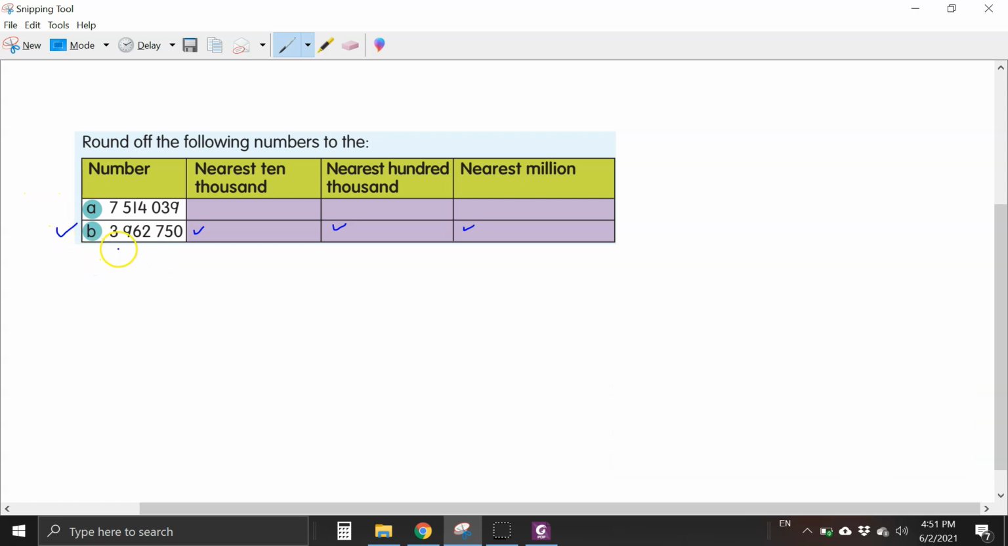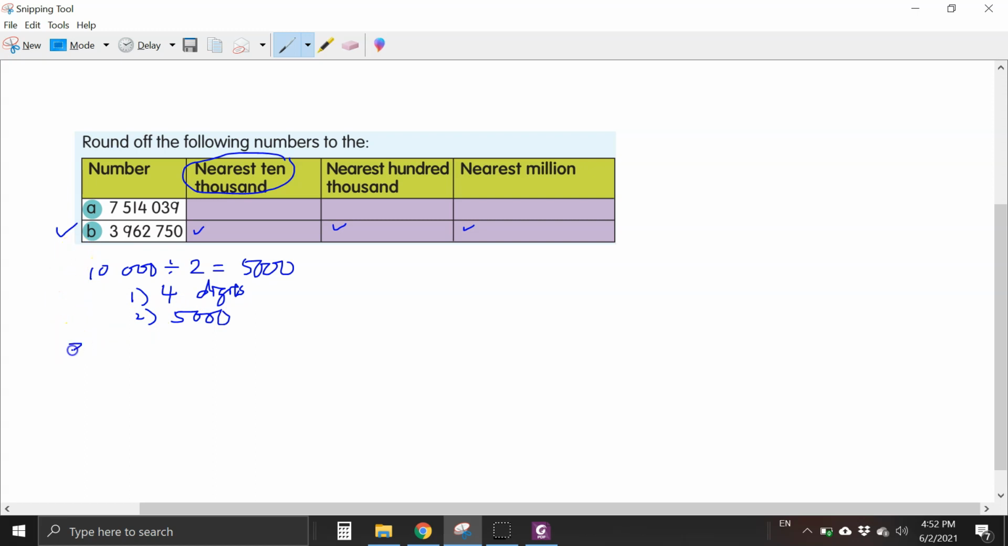Okay, now for this number again, the first one is nearest 10,000. So I write down 10,000. I divide it by 2. I get 5,000. So 5,000 will tell you that there are 4 digits and you compare with this number.